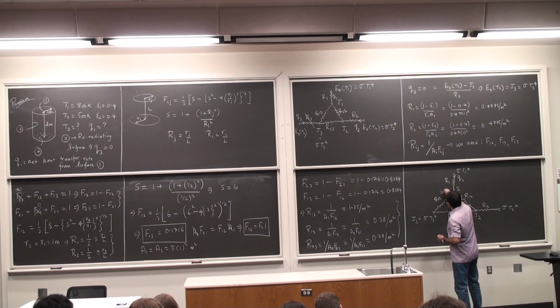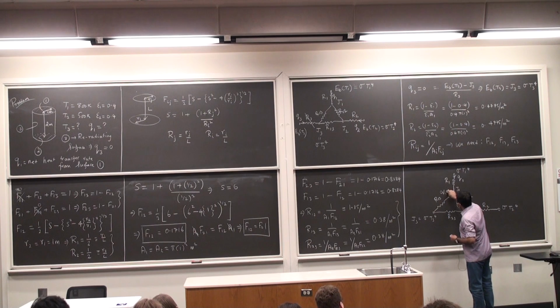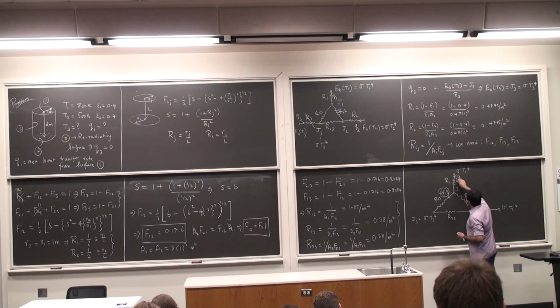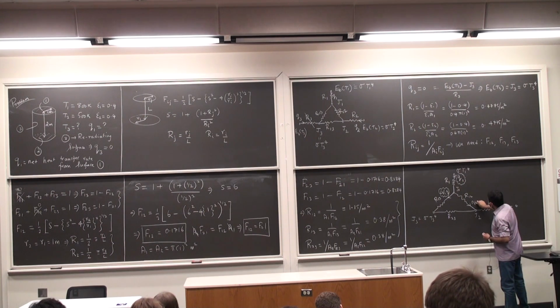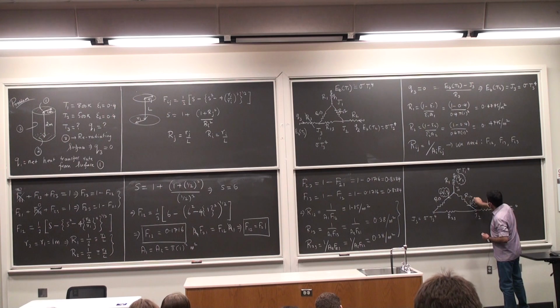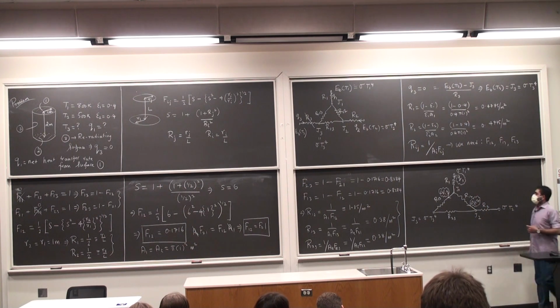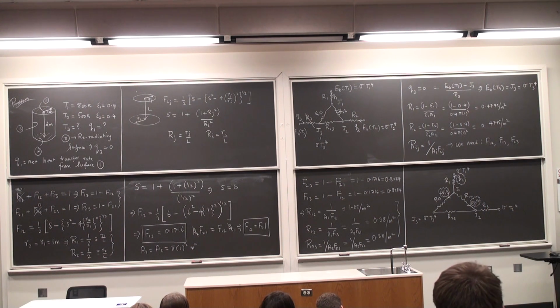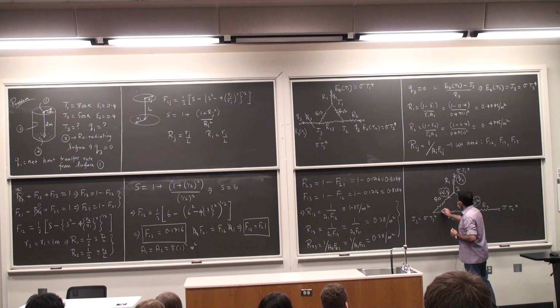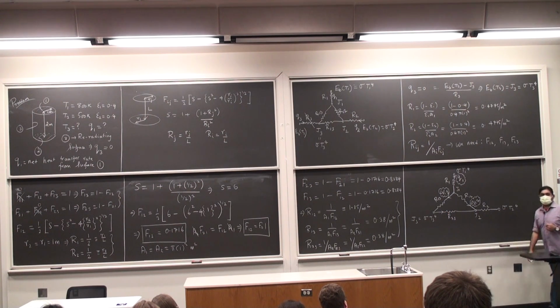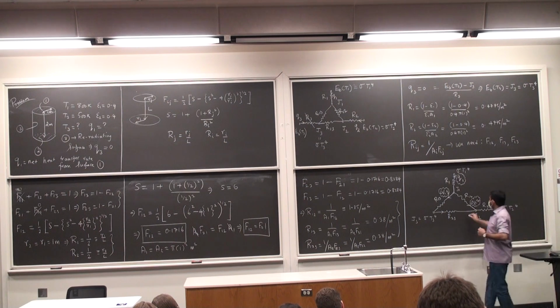So this is Q13, this is Q1, and this is Q12. Is everybody able to see my writing on the board? People in the back? Everything clear? Okay. Alright. And then I have Q23. Obviously the current has to flow here. So this is Q23.